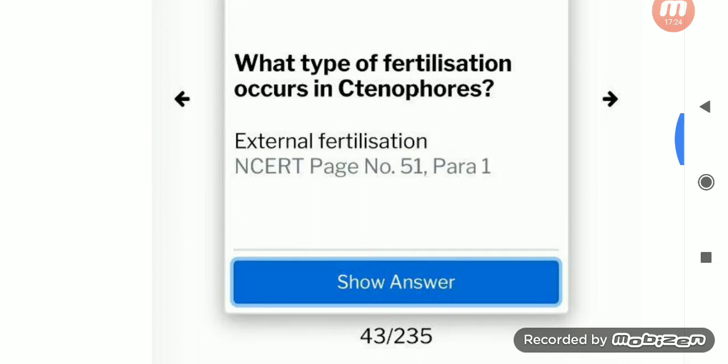What type of fertilization occurs in Ctenophores? External fertilization occurs in Ctenophores.